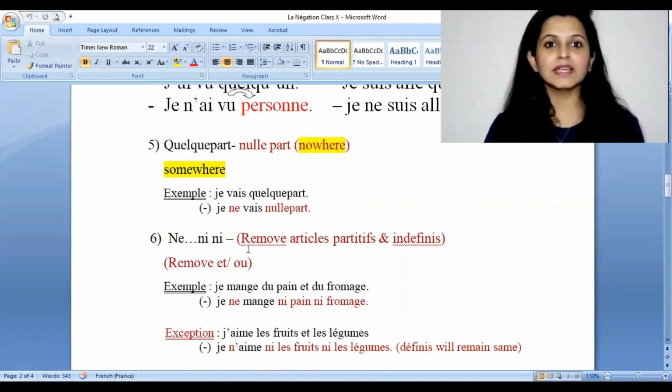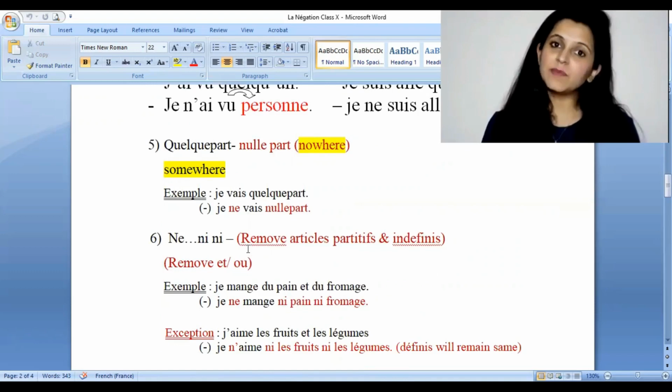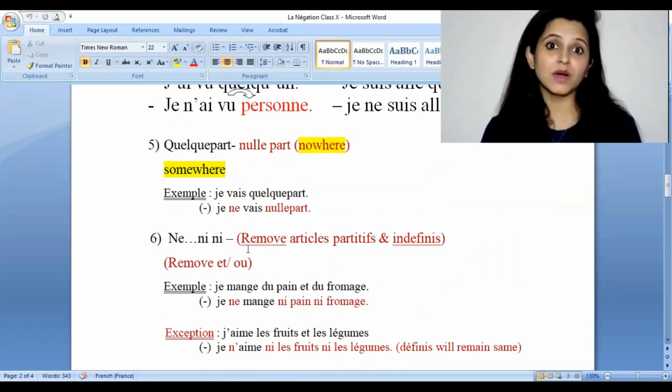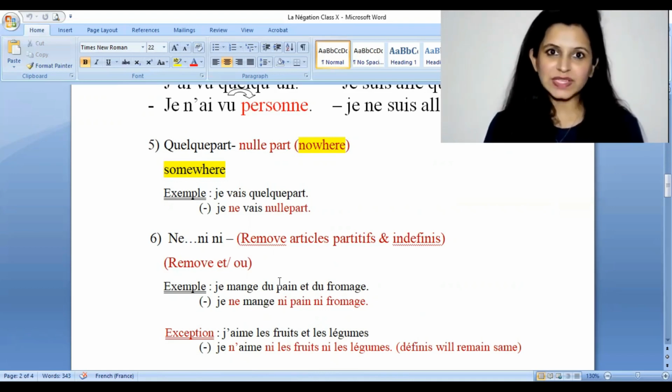Now the next one is a neither nor case, when the same person is associated with two different nouns. Par exemple, je mange du pain et du fromage. I'm eating bread and some cheese. And now I want to say I'm neither eating bread nor cheese. So how will I say that? What do I have to do in this case?